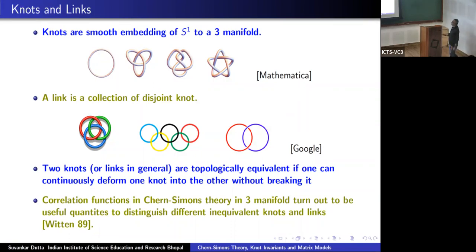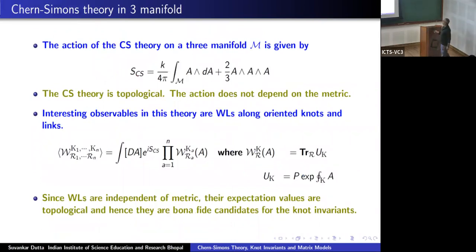Let me first discuss a little bit of this Chern-Simons theory and how you define correlation functions in it. This is the Chern-Simons theory action. You consider Chern-Simons theory in any generic three-manifold. K is the level of the theory. The action doesn't depend on the metric. The action is topological; you can say that Chern-Simons theory is topological.